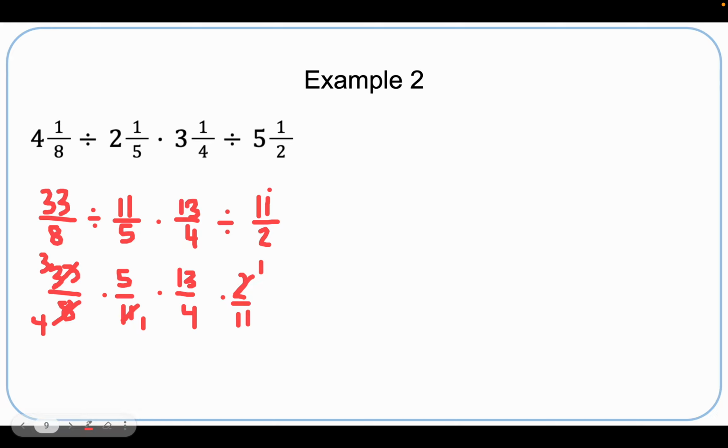So 3 times 5 times 13 times 1, I already worked that out, is going to be 195. And then 4 times 4 times 11 is 176. So we can keep our answer in this form. In improper fraction form, totally fine. 195 over 176.